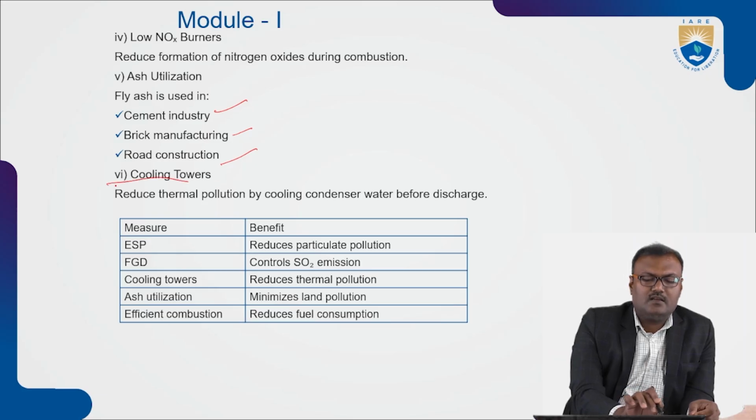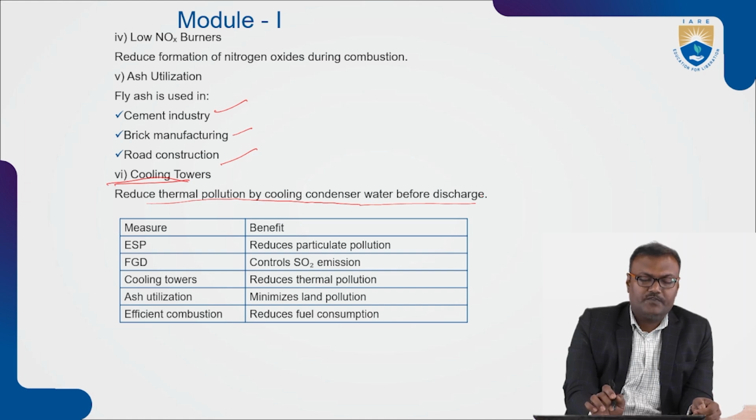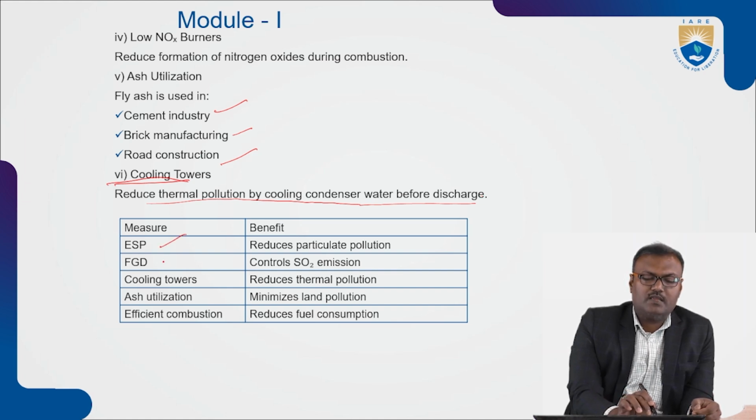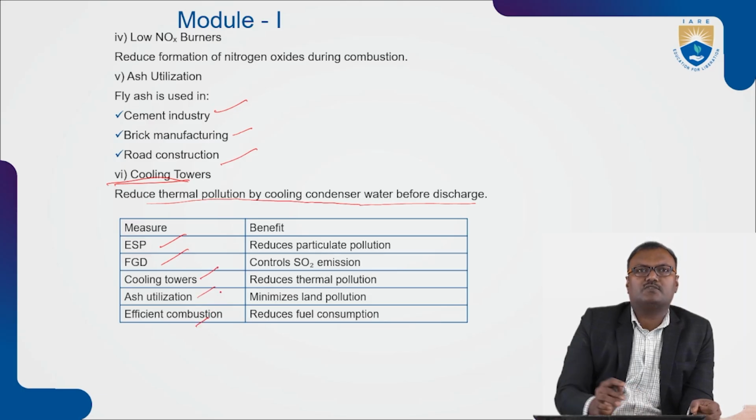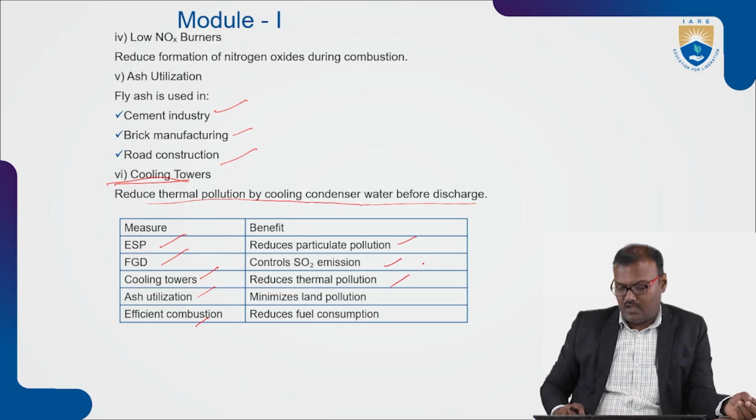And ash utilization. Ash is utilized in the cement industry as well as brick manufacturing and road construction. And the next method is cooling towers. Cooling towers reduce the temperature of water, and then it is reused, in order to reduce thermal pollution by cooling condenser water before discharge. So these are the different components: ASP, FGD, cooling towers, ash utilization, and efficient combustion. The benefits obtained are reduced particulate pollution, controlled SO2 emission, reduced thermal pollution, minimized land pollution, and reduced fuel consumption.